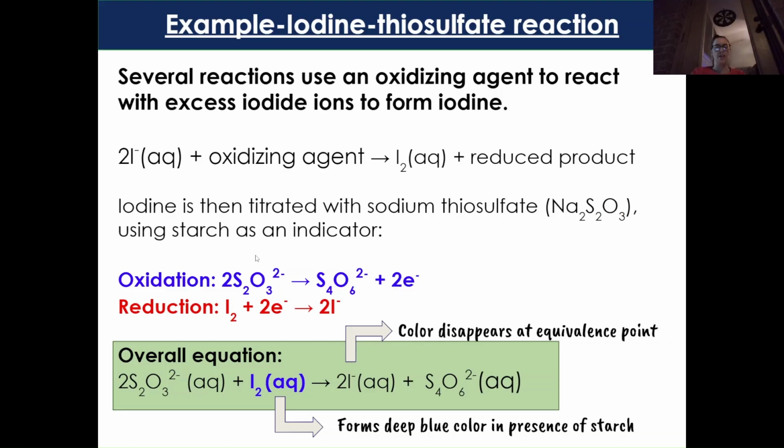In this reaction, the sodium thiosulfate, like I said, is a really strong reducing agent. So it gets oxidized and it reduces the iodine to iodide. And so the color is going to disappear at the equivalence point. And like I said, the iodine will form a deep blue color in the presence of starch. And so you know when your endpoint is reached because that blue color will fade out.